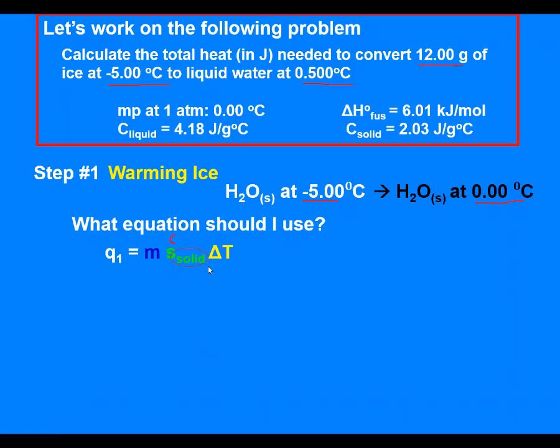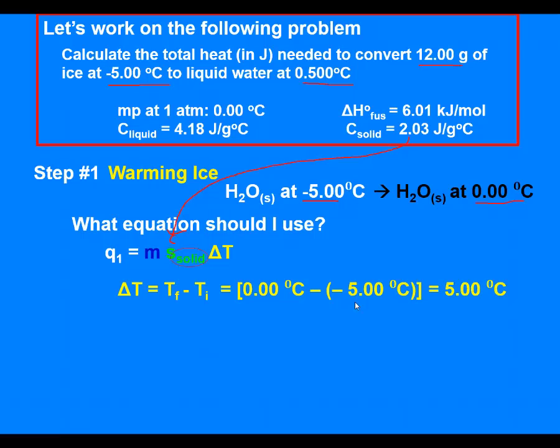Since I have the solid state for the ice warming up, I need to make sure I use the correct specific heat constant. The correct specific heat constant here should be 2.03 joules per gram degree Celsius. So I had to be careful that it matched the state of matter I was dealing with. My change in temperature would be my temperature final minus my temperature initial. My final temperature was the melting point for the ice for this first step of my calculation, so that was 0 degrees Celsius. My initial temperature was negative 5 degrees Celsius, so I subtract a negative 5.